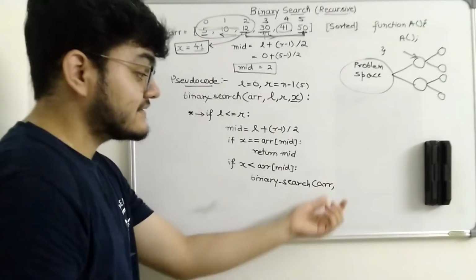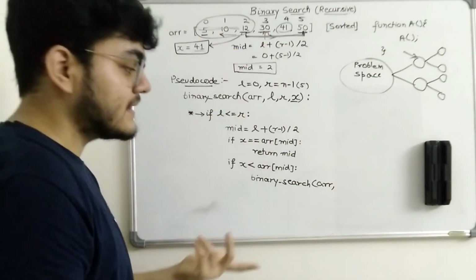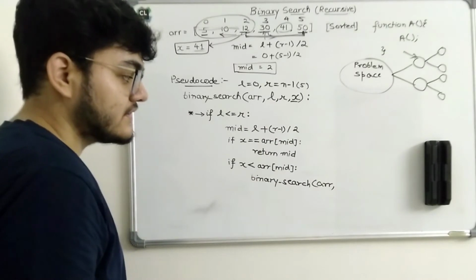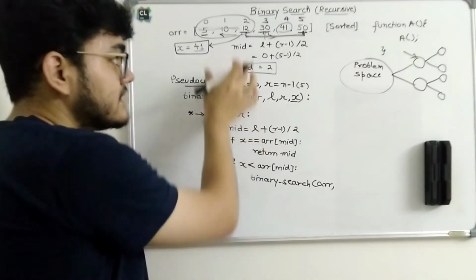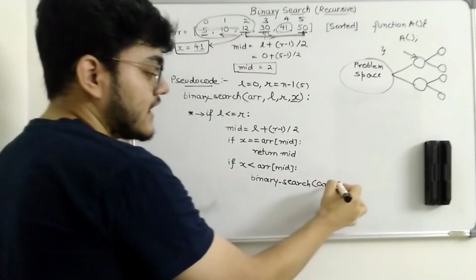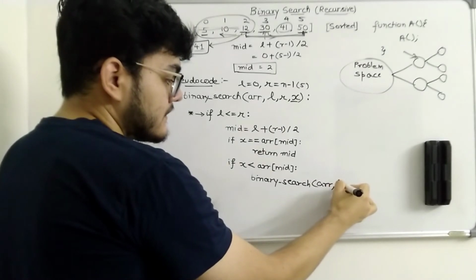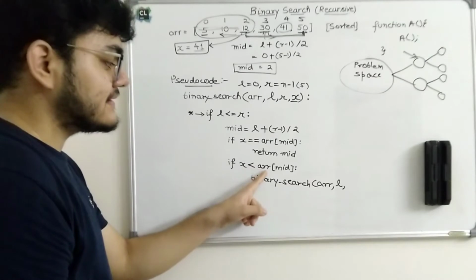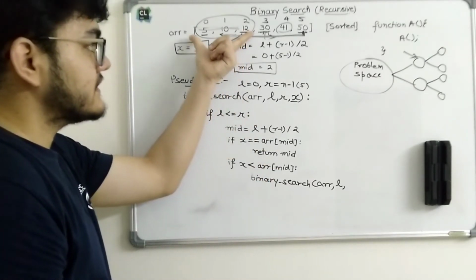The first is the array itself. The whole array will remain the same, but now the left and the right position will change, right? So you can see that here the left position will remain unchanged, right? So it will be L only. When x is less than array mid, it means we are considering this part.